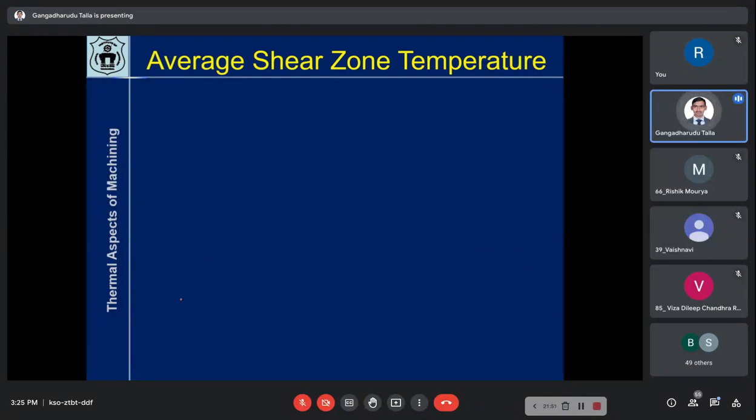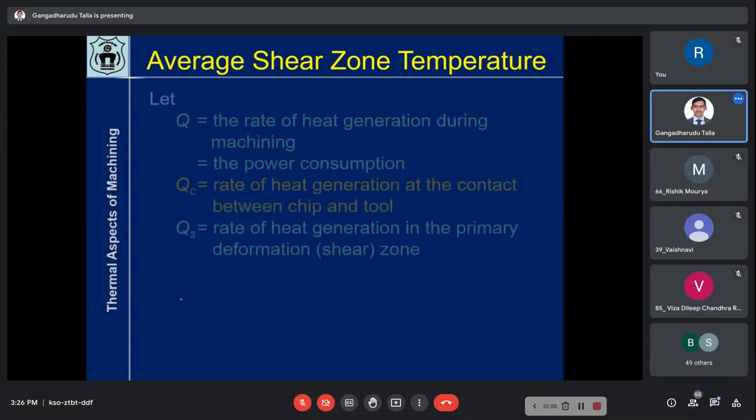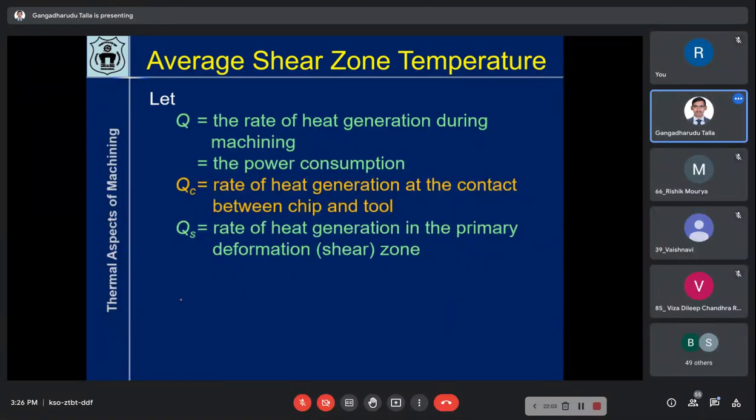Now, the analytical method to find out the average shear zone temperature. These are the assumptions. Q is the rate of heat generation during the machining process. That is equal to the power consumption, because we are assuming that the energy spent during the cutting process is almost all converted to temperature or heat.